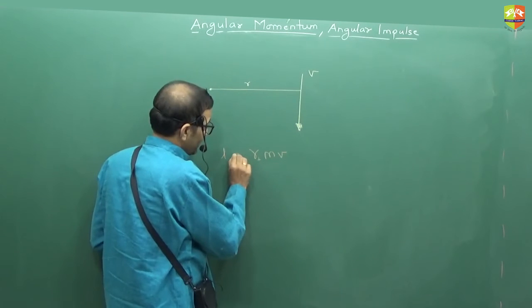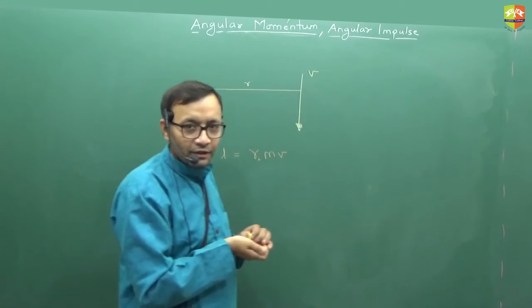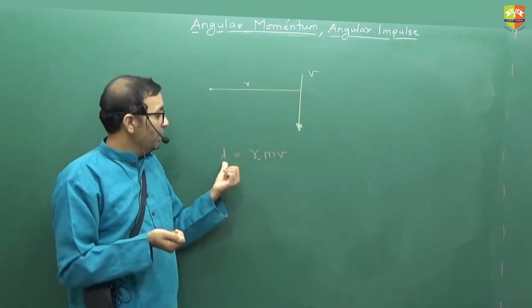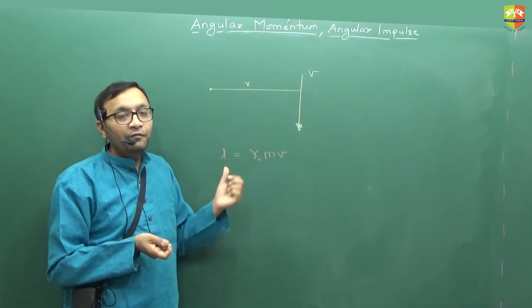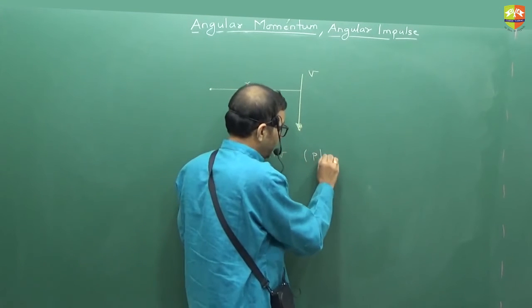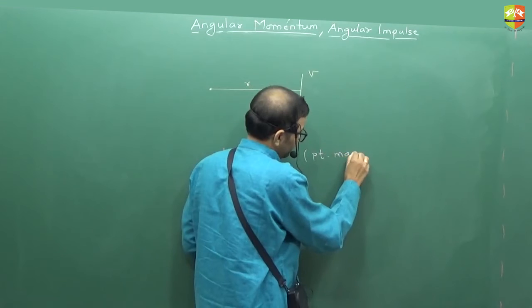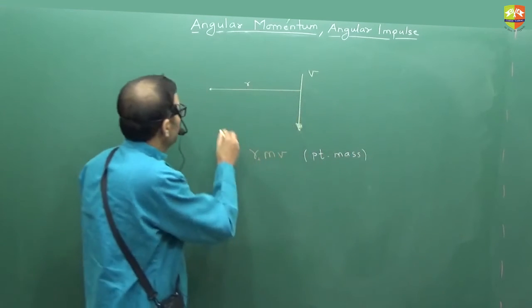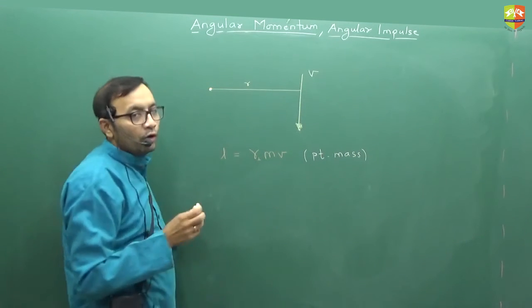Alright? We are not getting into too much detail. We are directly writing the expression. This is the angular momentum of a point object. Fine? Please write down in bracket: for the point mass. The perpendicular distance from the axis from wherever you want.